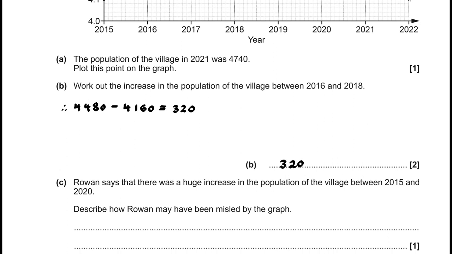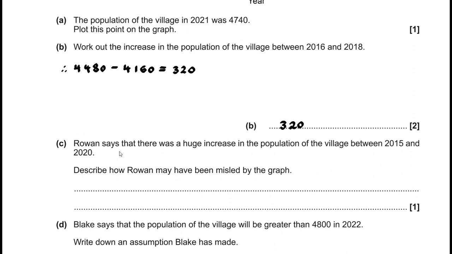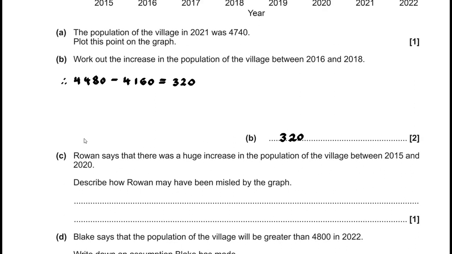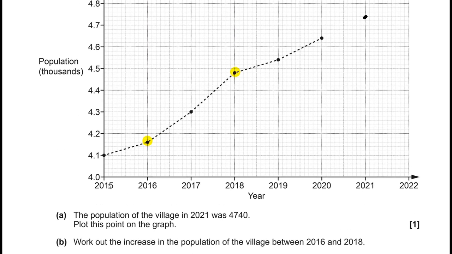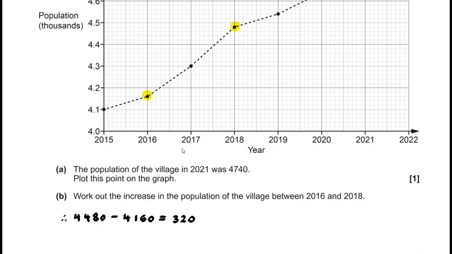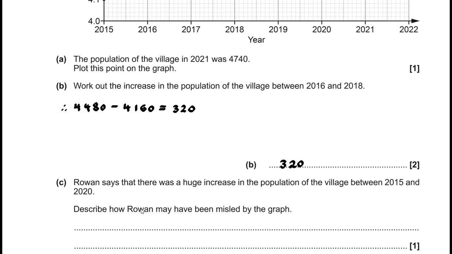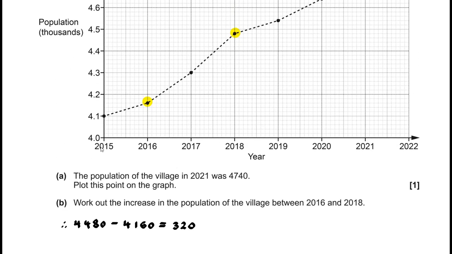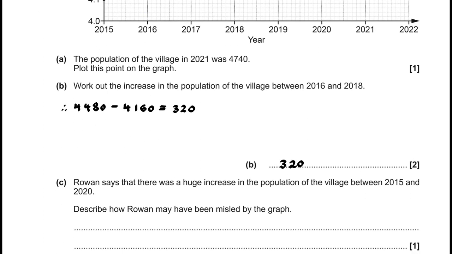So we've got 320. For part C, Rowan says that there was a huge increase in the population of the village between 2015 and 2020. So from 2015 to 2020, he's saying that there's a huge increase. We have to describe how Rowan may have been misled by the graph. Well, the graph starts at 4.0 instead of 0, so we don't actually know the difference. So the vertical axis does not start at 0.